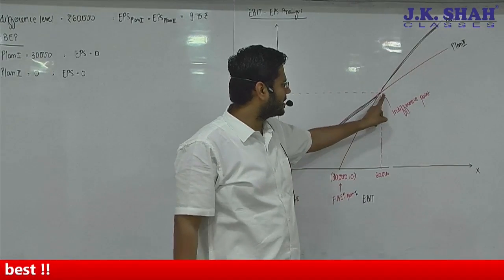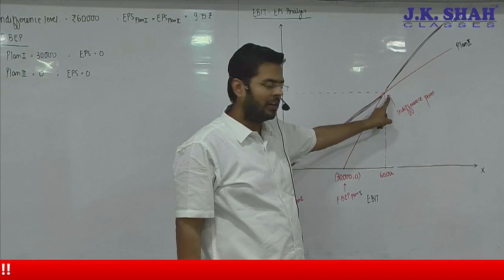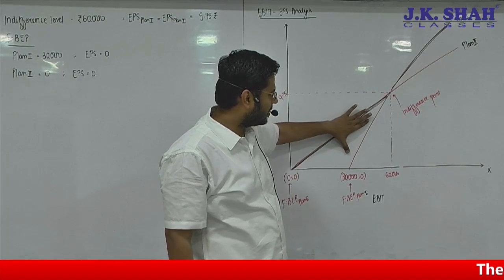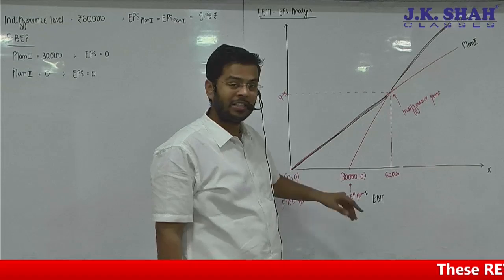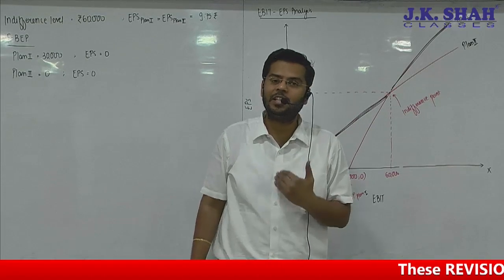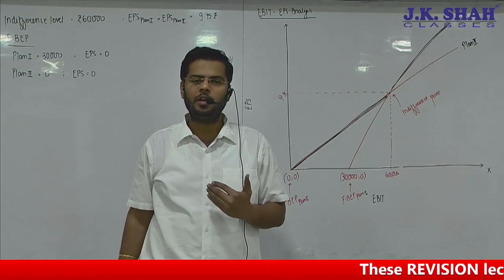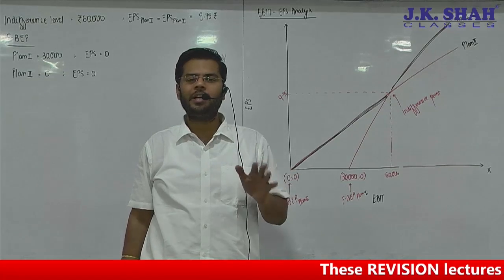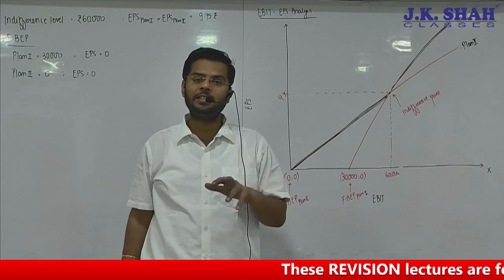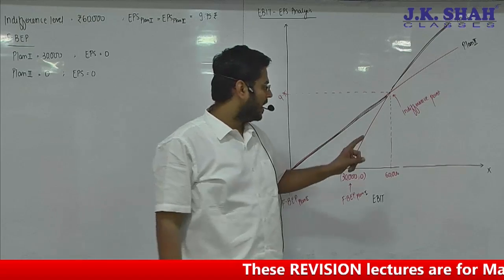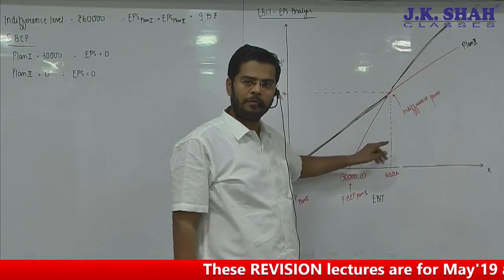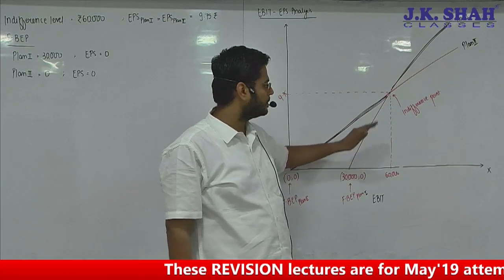Now up to this level, this debt which is there in plan 1 is unfavorable. Financial leverage here is unfavorable. So it would not be appropriate for an organization to raise money by way of debt if it expects that its profits from the business will be less than 60,000.